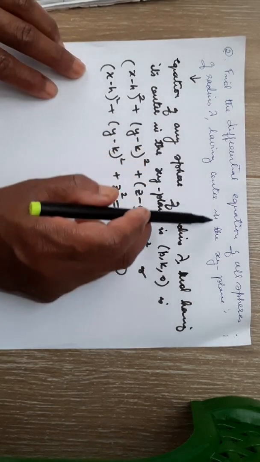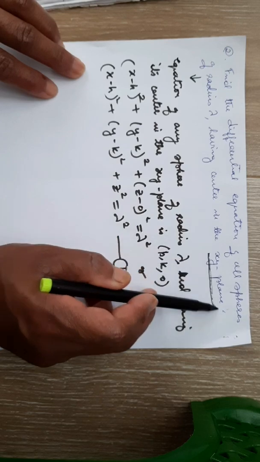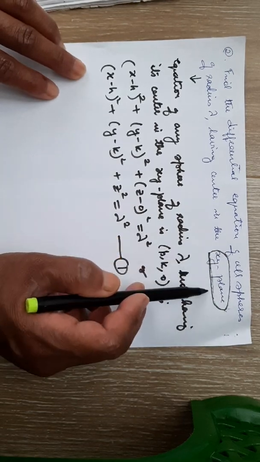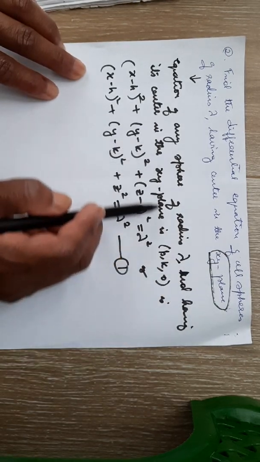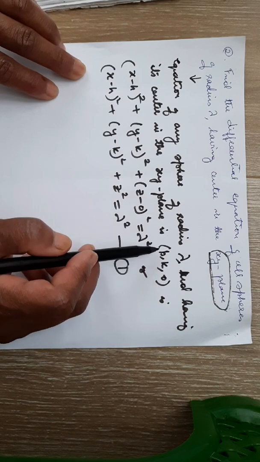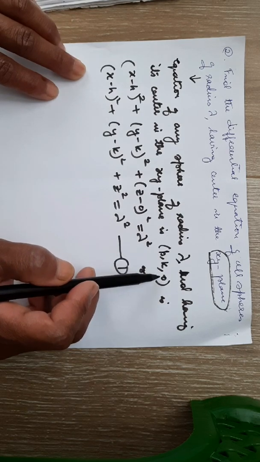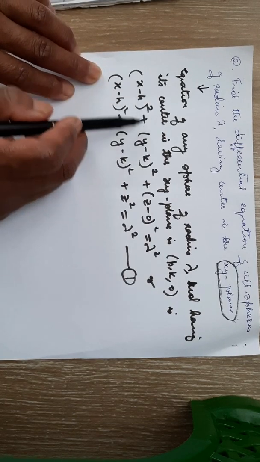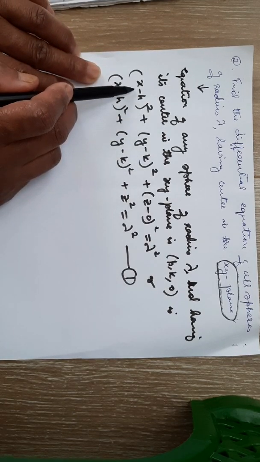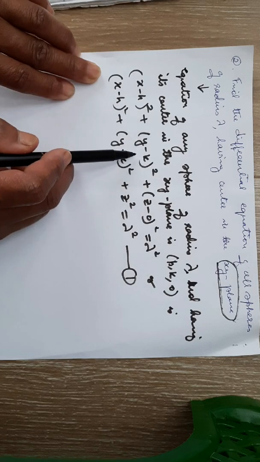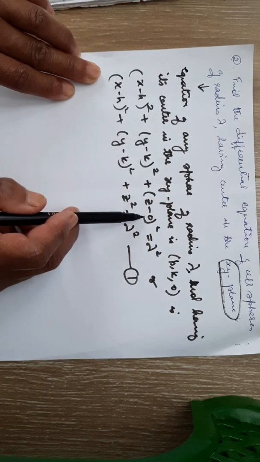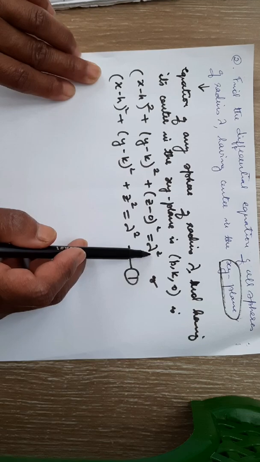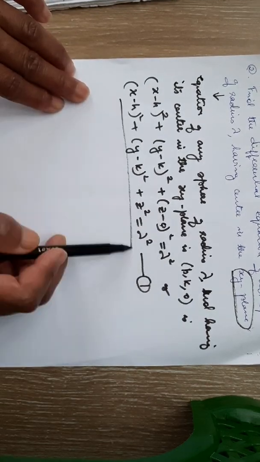But in this case the center lies in the xy plane. So if the center lies in the xy plane, that means the z coordinate will become 0. Therefore the center of that sphere will be (h, k, 0). Now the equation of this sphere will be (x minus h) the whole square plus (y minus k) the whole square plus (z minus 0) the whole square is equal to lambda square. So you simplify, you get this one.